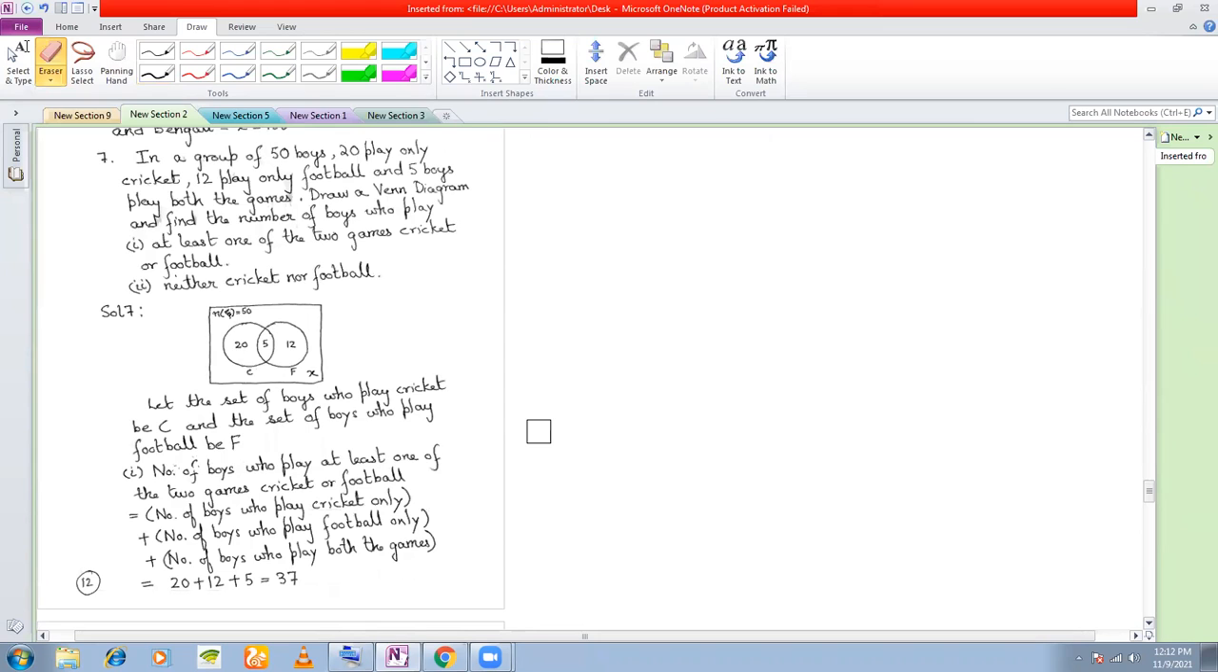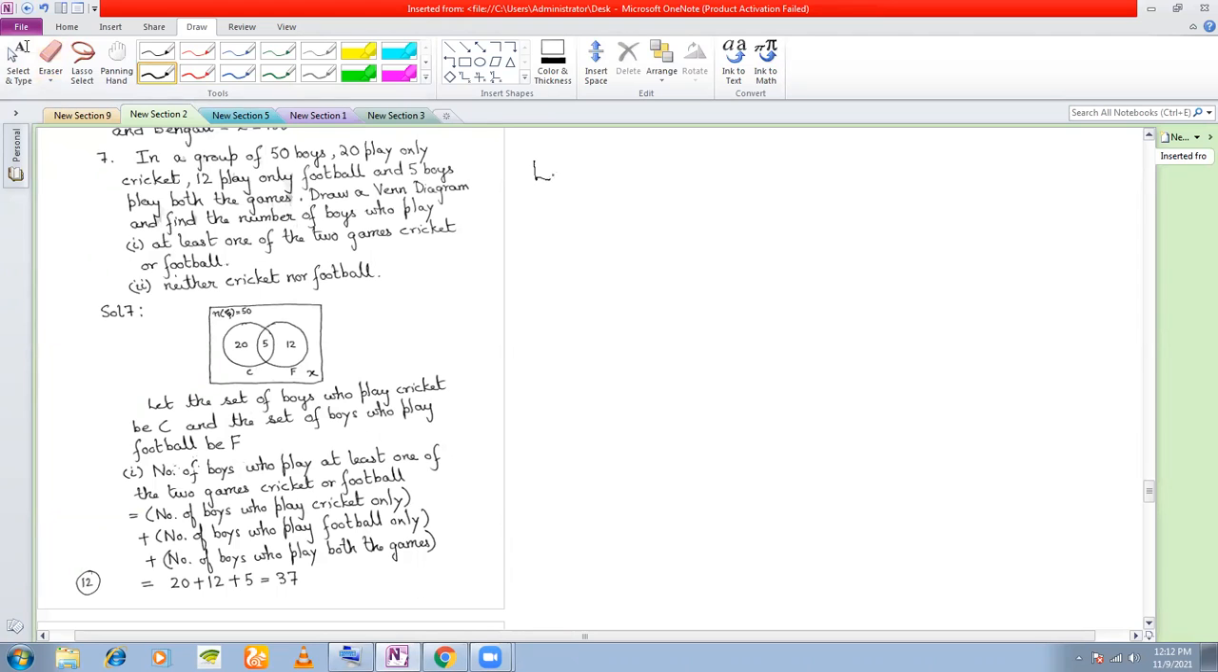Now, if you see this problem states that in a group of 50 boys, 20 play only cricket, 12 play only football, and 5 boys play both the games. Draw a Venn diagram and find the number of boys, and you have the questions.